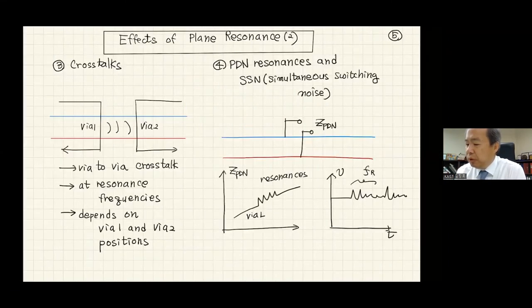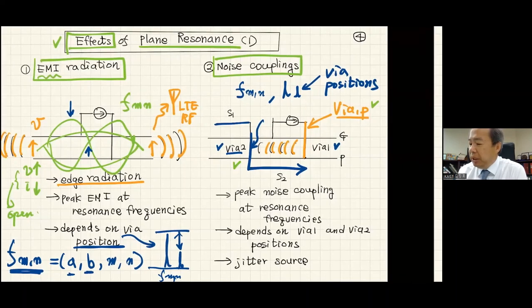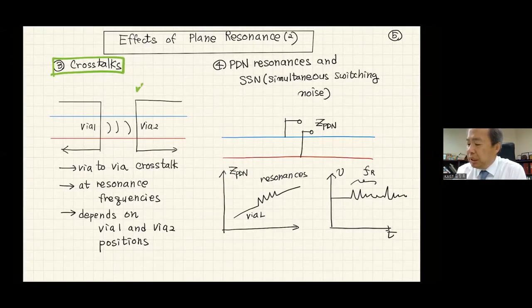Now I'd like to move on to the third case, crosstalk. Here I'm saying that this via is the power via and this is the ground, the signal via. Here is the case where we have two signal vias, signal via, and this one is also signal via. I'm assuming that signal one has a connection from top layer to bottom layer. Second case, we also have a signal layer connected from top to bottom.